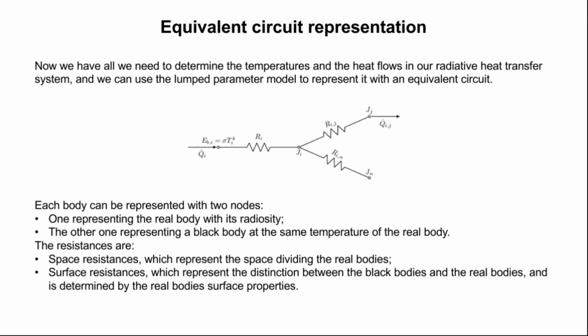Now we have all we need to determine the temperatures and the heat flows in our radiative heat transfer system, and we can use the lumped parameter model to represent it with an equivalent circuit. Each body can be represented with two nodes, one representing the real body with its radiosity, and the other one representing a black body at the same temperature of the real body, while the resistances are the space resistances, which represent the space dividing the real bodies, and the surface resistances, which represent the distinction between the black bodies and the real bodies, and is determined by the real body's surface properties.